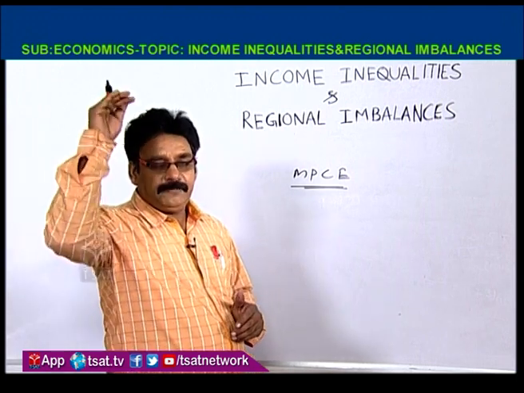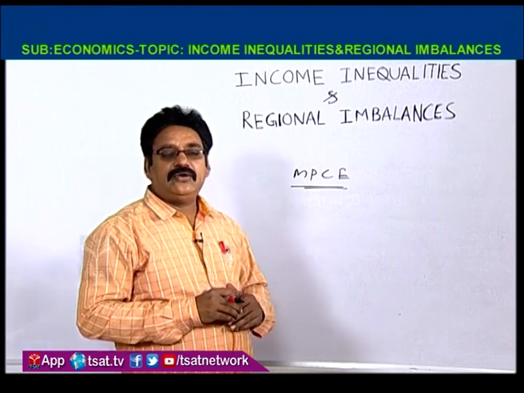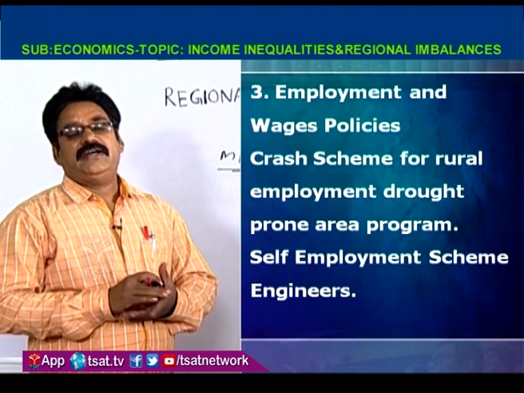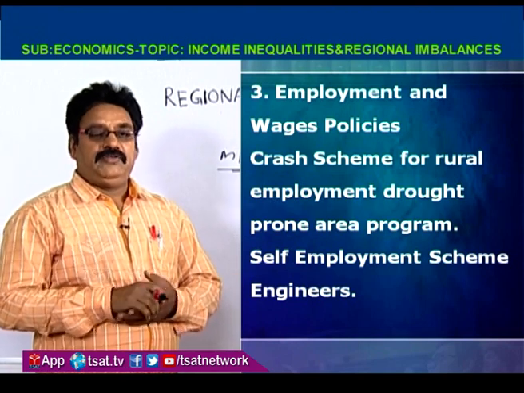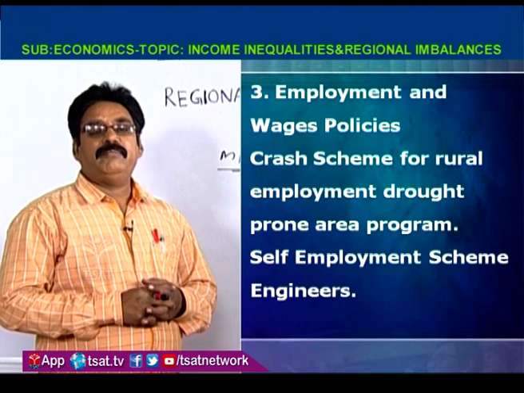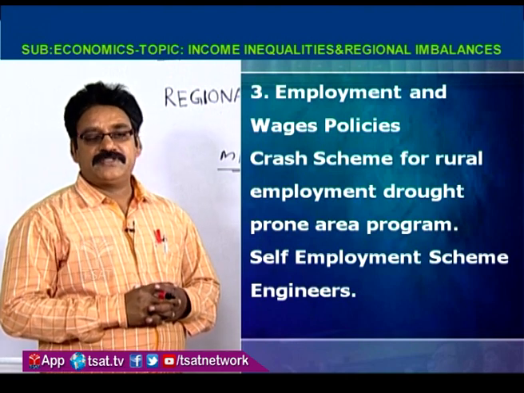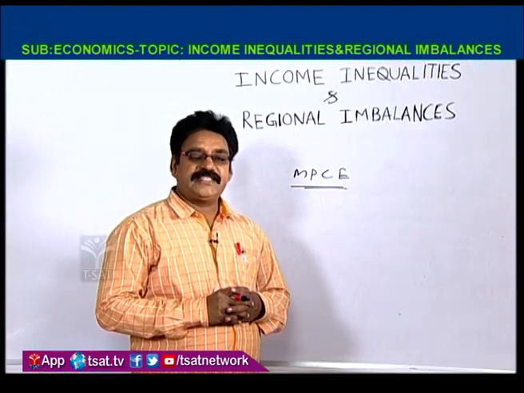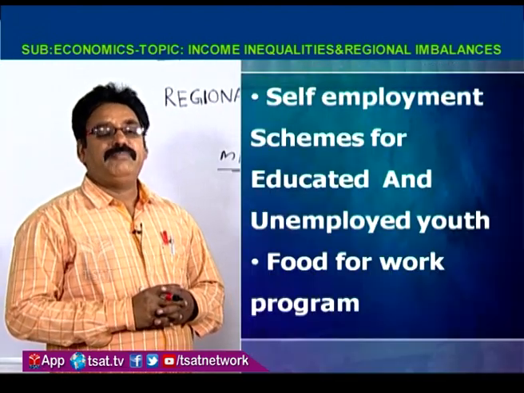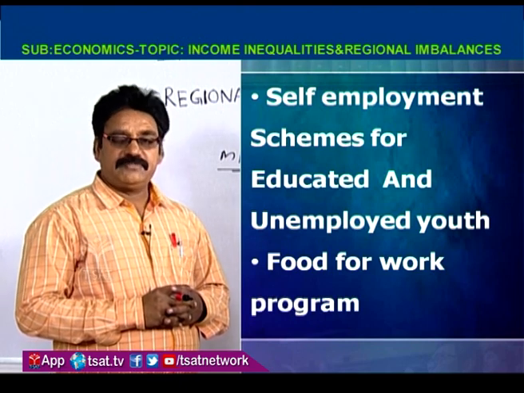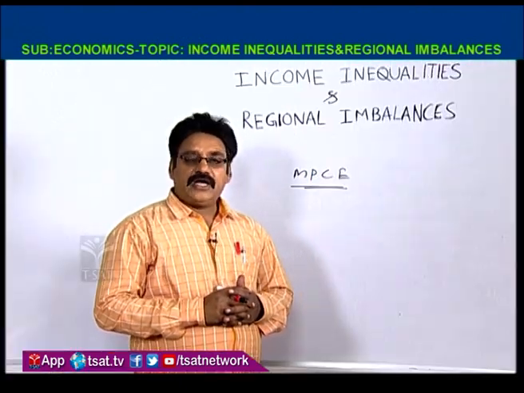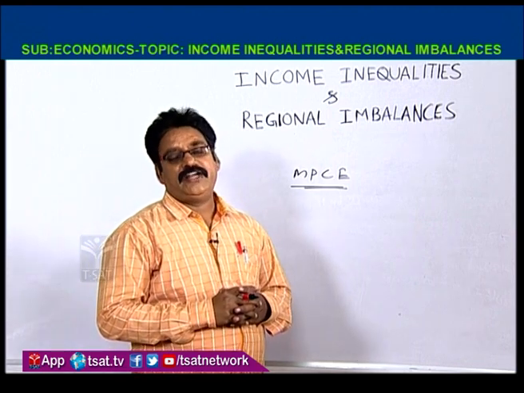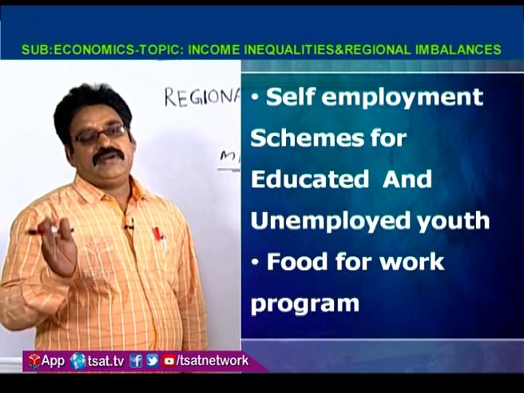First two steps bring down the rich people, and now employment and wage policies for the poor people can bring up the income levels of the poor people. For example, crash scheme for rural employment, drought prone area programs, self-employment schemes for engineers, self-employment schemes for educated and unemployed youth, food for work programs. These are the programs which were unemployment and wage policies. These steps started from 1974 onwards.